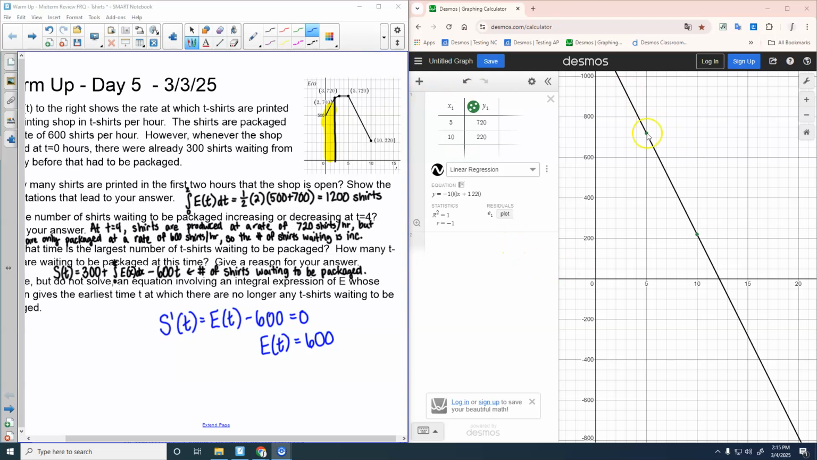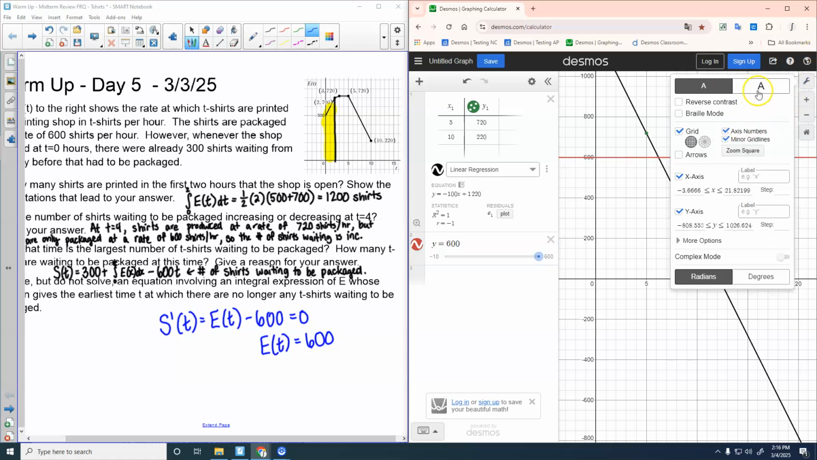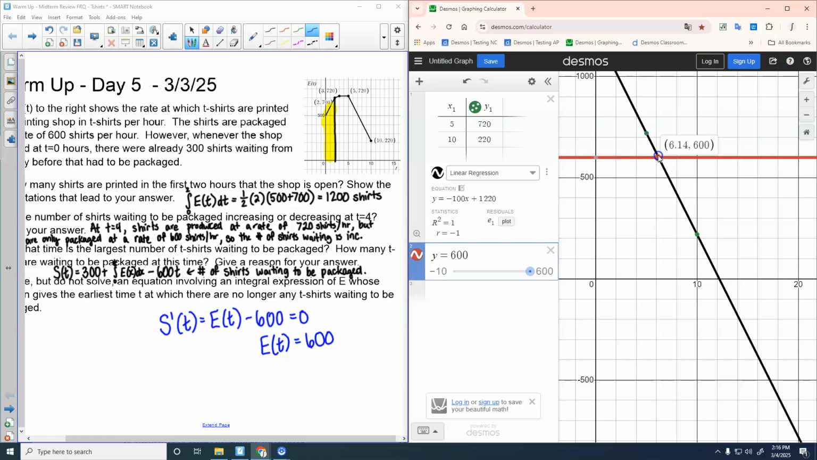So if you get the equation of the line, then you could do like y equals 600 over here. That's going to be your fastest way to do that on Desmos. And you're going to get 6.2. So it's going to be 6.2.